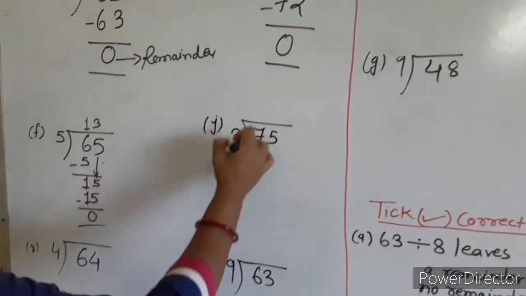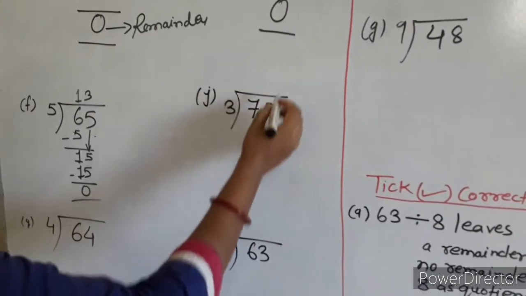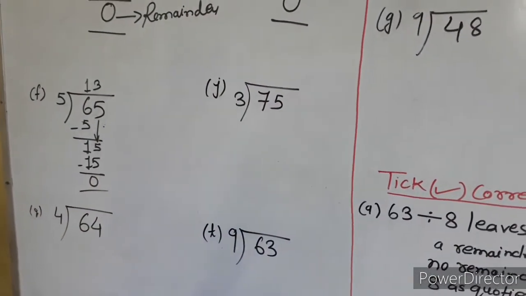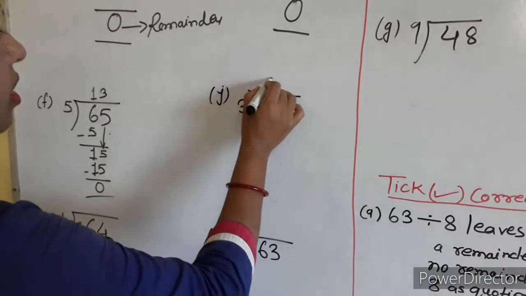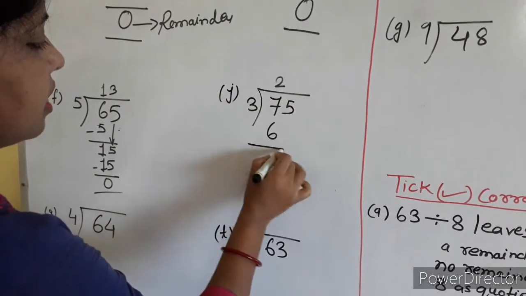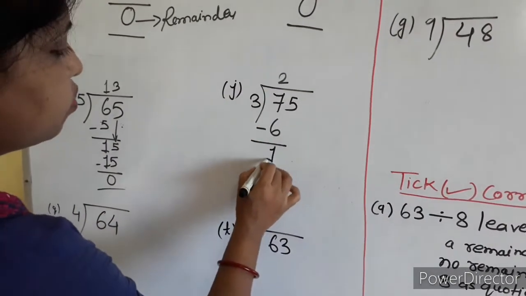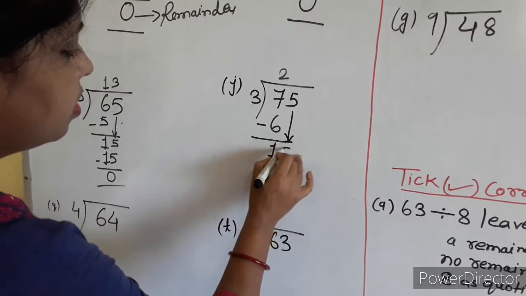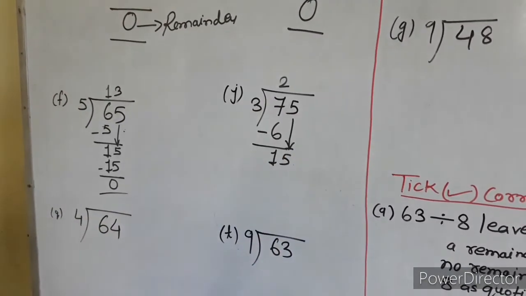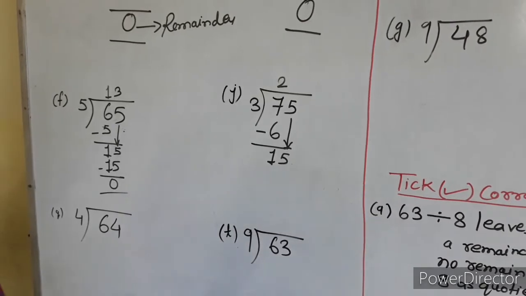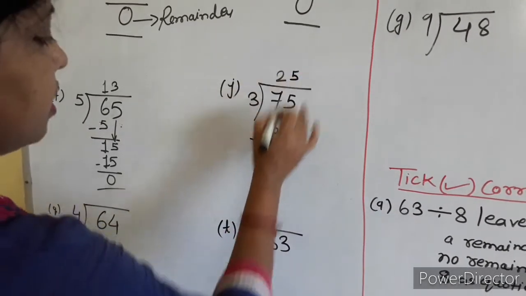Then this is 75 divided by 3. We count the table of 3. 3 1 is 3, 3 2 is 6. Here 3 2 is 6. 7 minus 6 is 1. Again the next digit will come down. Then 3 1 is 3, 3 2 is 6, 3 3 is 9, 3 4 is 12, 3 5 is 15.